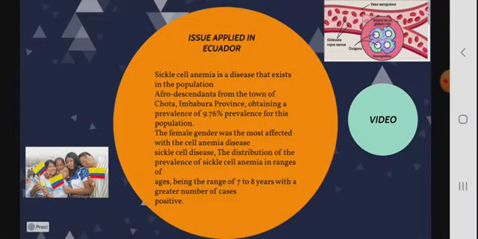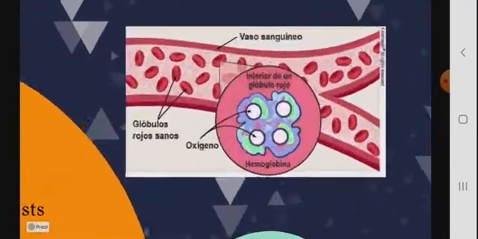Issue applied in Ecuador. Sickle cell anemia is a disease that exists in the population of Afro-descendants from the town of Chota in Imbabura province, with a prevalence of 9.76%. The female gender was the most affected with the disease. For the distribution of the prevalence of sickle cell anemia by age range, the range of 7 to 8 years had the greater number of positive cases.